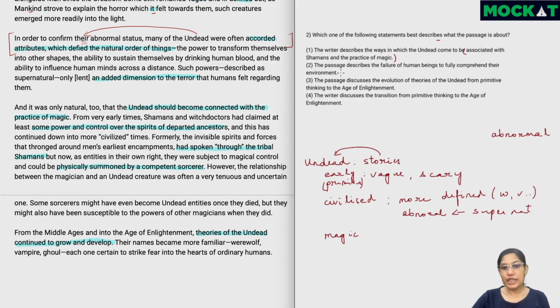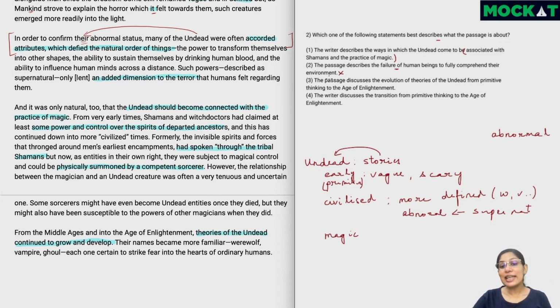This is an extrapolation, it's also quite harsh. It's not something which is given in the passage. While we don't really know whether the author believes in the undead or not, we can infer a bit because we've been told their stories. There's nothing about human beings having failed or anything like that in the passage. So we can eliminate this one.